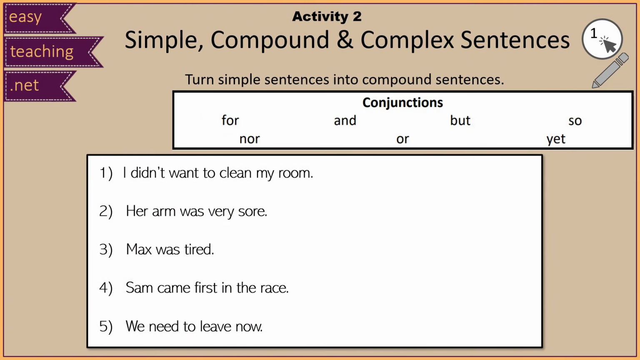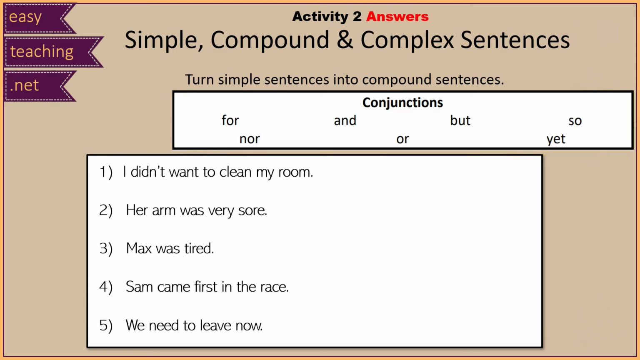Now it's your go. Turn each simple sentence into a compound sentence by adding an independent clause using a coordinating conjunction. The coordinating conjunctions are all listed here. Write down your new compound sentences on the worksheet. Remember to use a comma before the conjunctions. Pause here until you're ready to move on with the lesson.